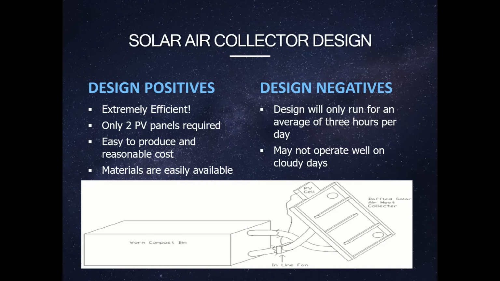The design is only going to be able to run when there's sunlight out, which means that it's not going to be able to run on cloudy days because the clouds will obviously cover up the sun and the design will not be able to get the energy from the sun. Next, the design will only be able to run for an average of 3 hours per day. And again, this makes sense because the sun isn't out 24/7 and the system has a capacity of how much energy it can obtain from the sun.